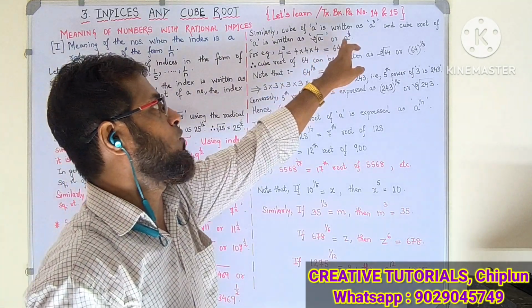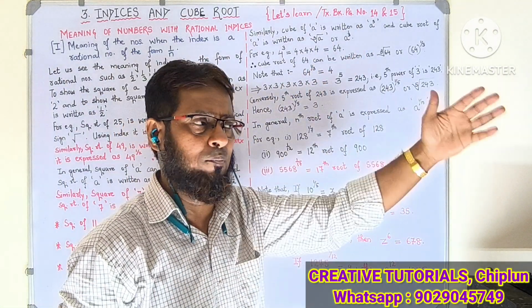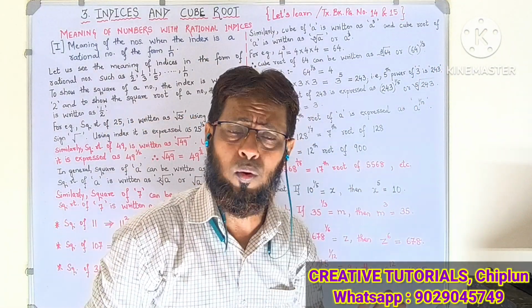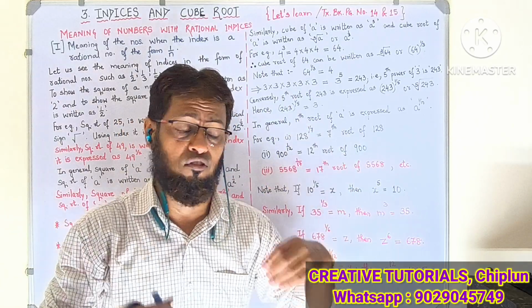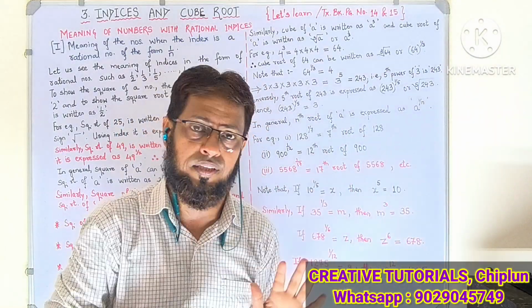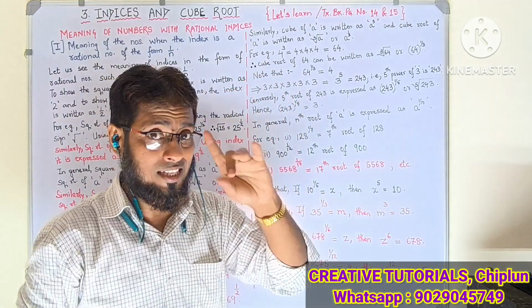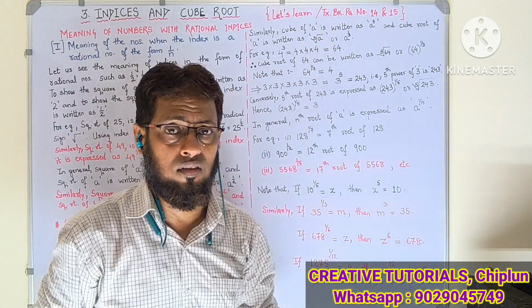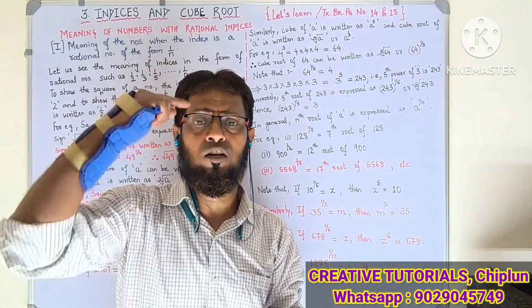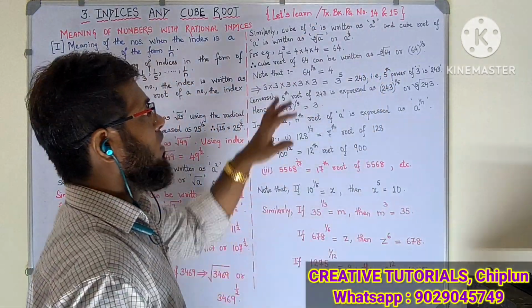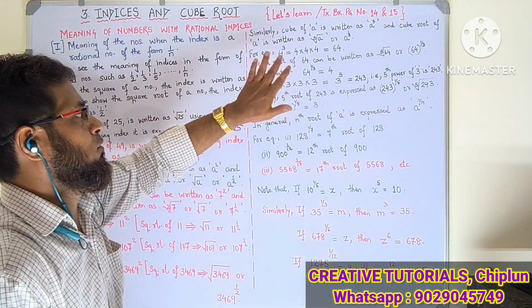Since it is cube, now it is becoming 1 upon 3. So 1 upon 3, 1 upon 3, 1 upon 3 on all sides. Let the number be a 1-digit number or a 2-digit number or a 5-digit number, whatever digit number it be. As long as it is the cube root of that number, the power or the index will become 1 upon 3, as you can see here. Now they are trying to explain this with the help of an example.